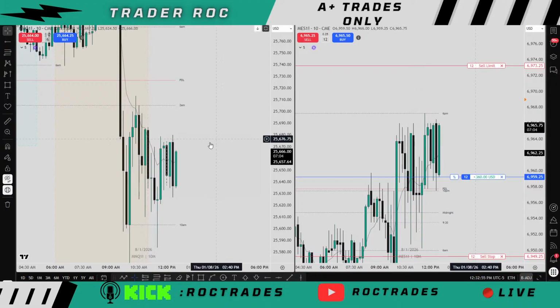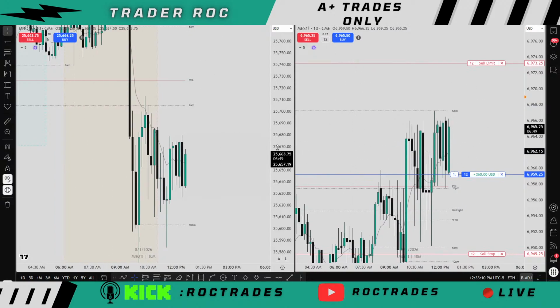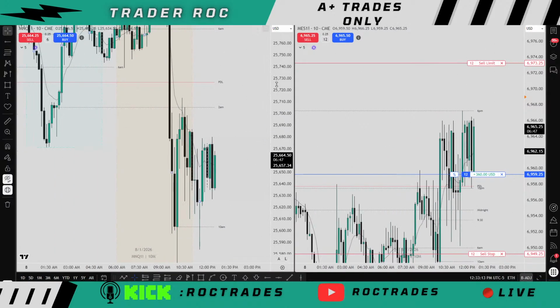10 minutes. We have clear resistance here. We have 7 minutes left in this candle. I would love to see a strong close through here. Man, this is trash, bro. I wouldn't wish this price action on my worst enemy.